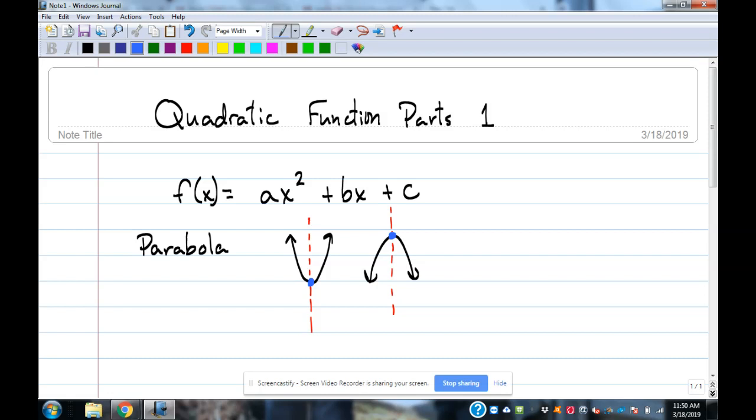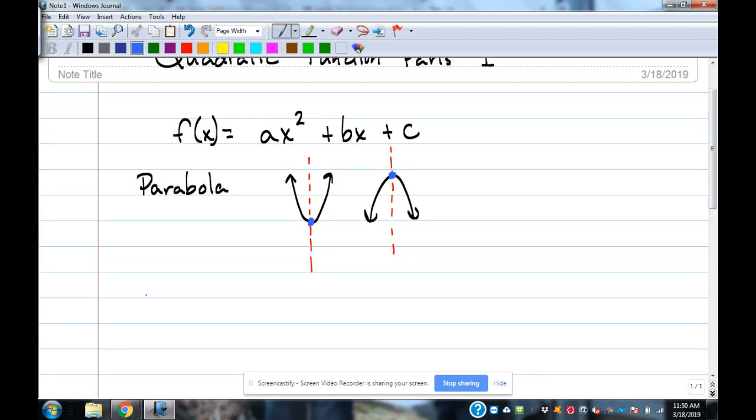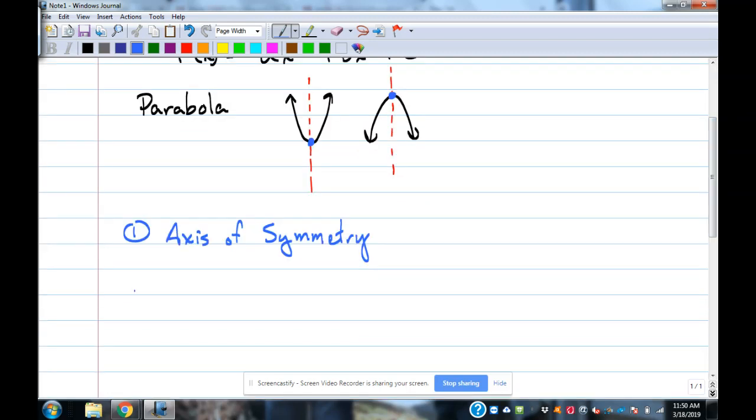So what we're going to find are these three things. One is the axis of symmetry, S-Y-M-M-E-T-R-Y. Number two is the vertex, and that's going to be an ordered pair, x, y. The axis of symmetry is going to be an equation, x equals some number. The formula for that comes from the quadratic equation. You take negative b divided by 2a. Negative b divided by 2a.